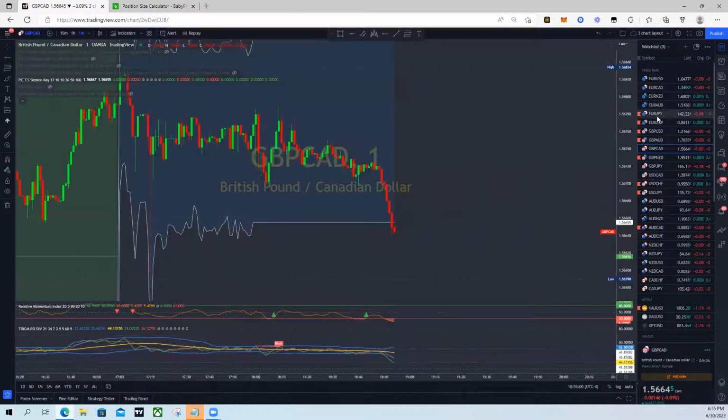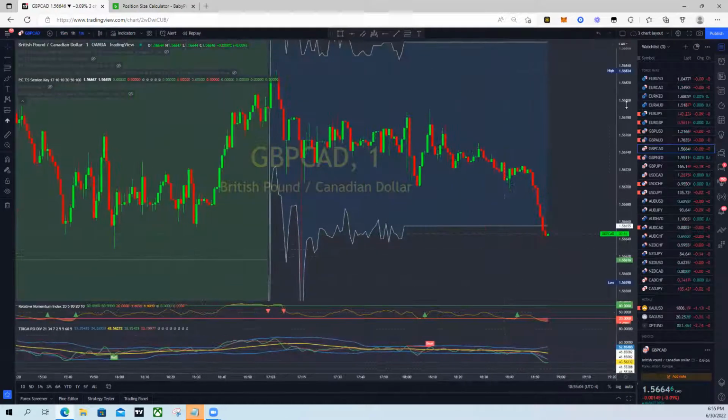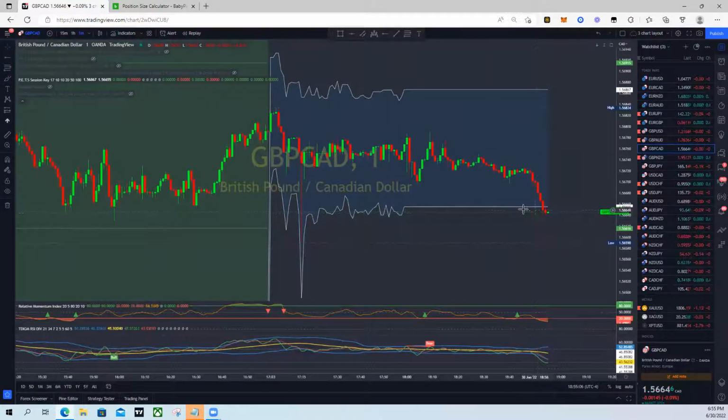So the first thing we do, you can initially get in as soon as it breaks. You don't have to wait for the signal if you don't want. This is for the technical traders out there that want to take their trading into their own hands. You don't have to wait for the tool.